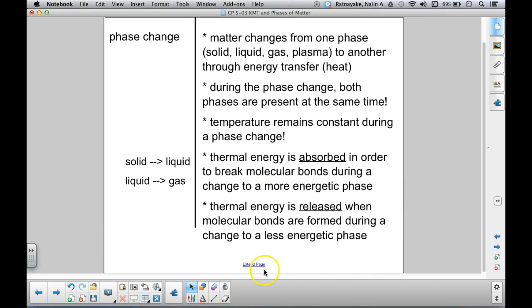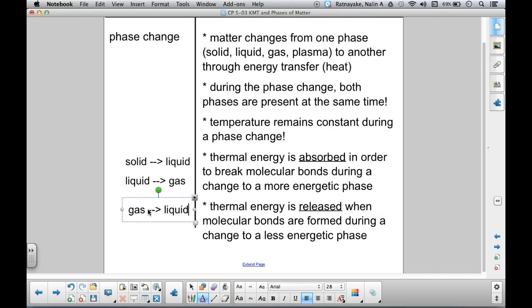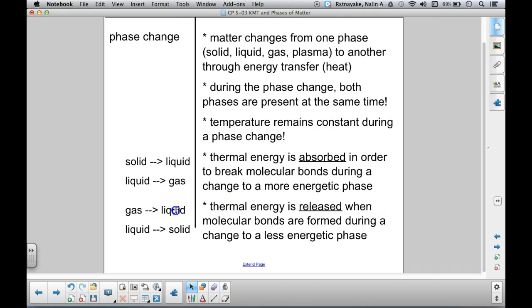You can predict that it would go the other way for energy being released when we want to go back down the chain from a gas to a liquid, let's say, or a liquid to a solid. Then we actually release energy. Thermal energy has to move out of the object. It's getting cooler, so the temperature needs to drop. And those molecular bonds are reformed, and we move to a less energetic phase.